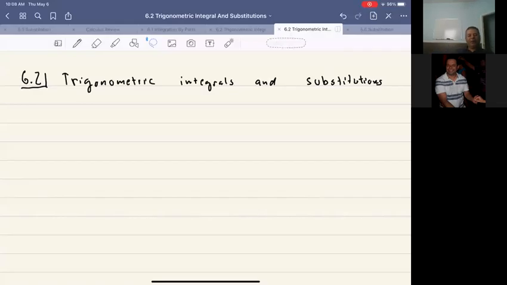All right, welcome back. So we're going to be in 6.2, which is trigonometric integrals and substitutions. So the basic problem here, or the first problem, is one we actually already know how to do. So let's start with just the easiest problem.